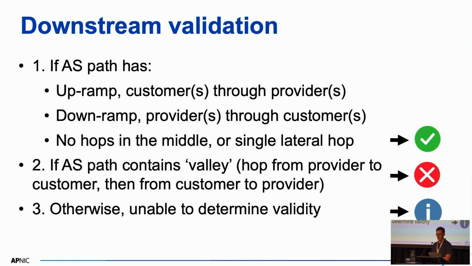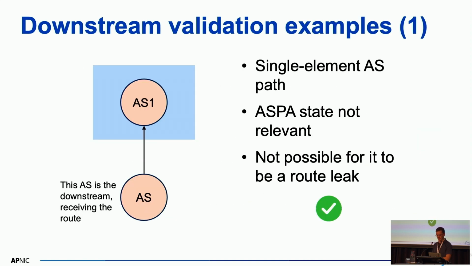The downstream validation algorithm is a little bit more complicated, but again at a high level: if the AS path has an up ramp from customers through providers, followed by a down ramp of providers through customers, and there are no hops in the middle at the top between the two ramps, or there's one lateral hop, then the route is valid. If the AS path contains a valley, so again a hop from provider to customer followed later by a hop from a customer to provider, then it's invalid. Otherwise it's not possible to determine validity, and it has unknown validity status.